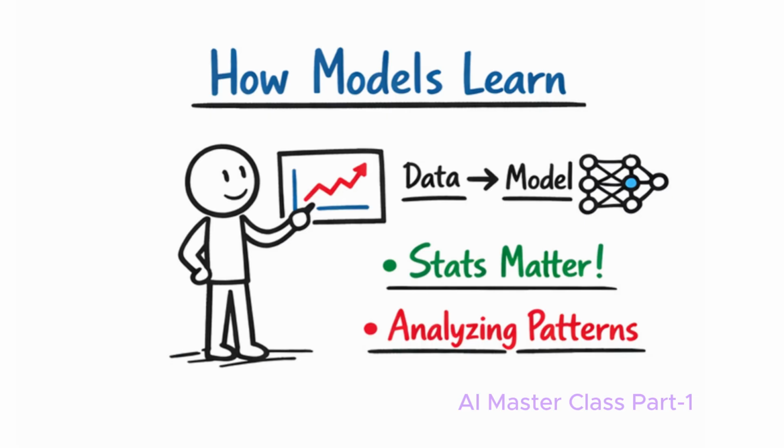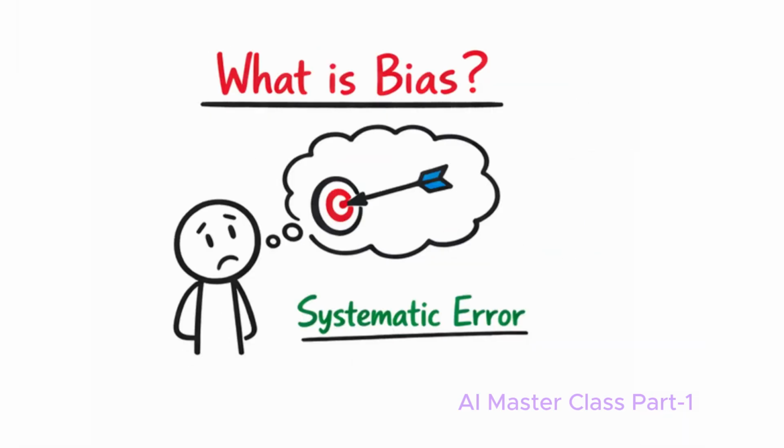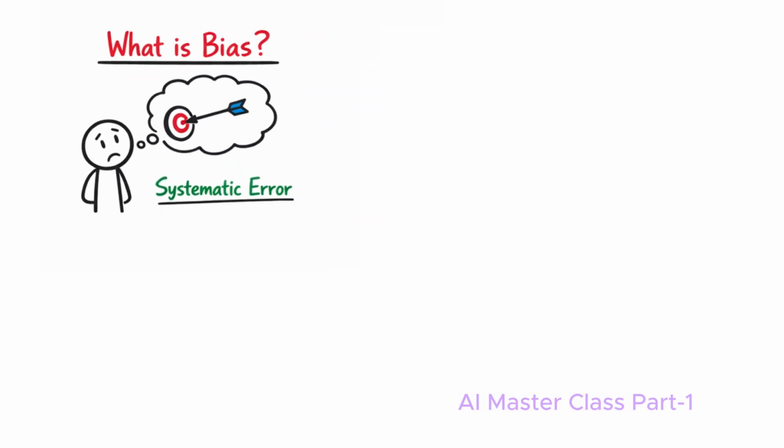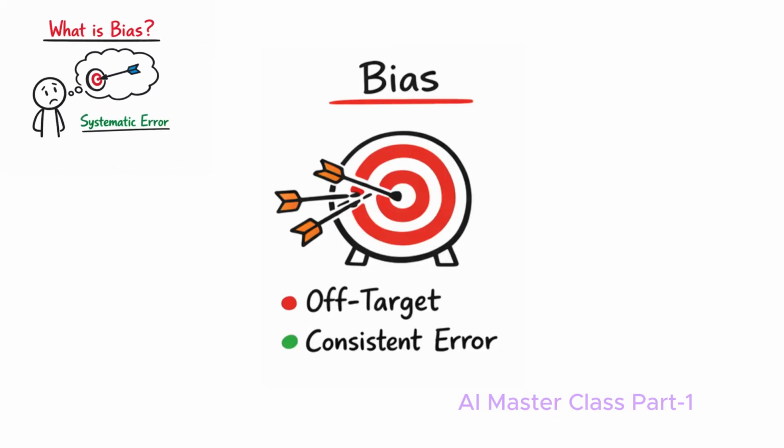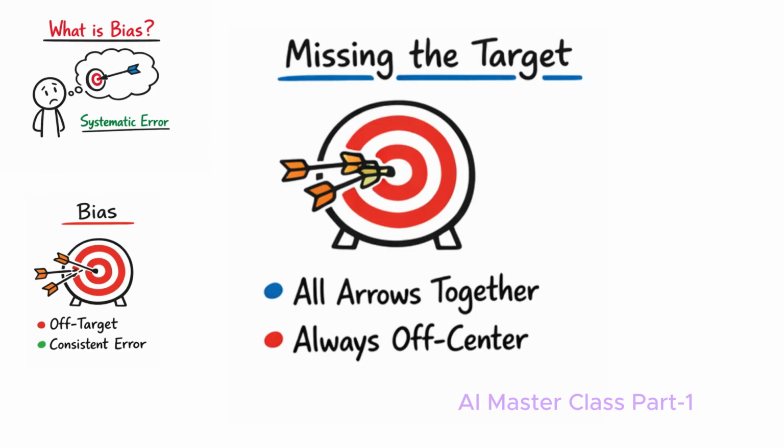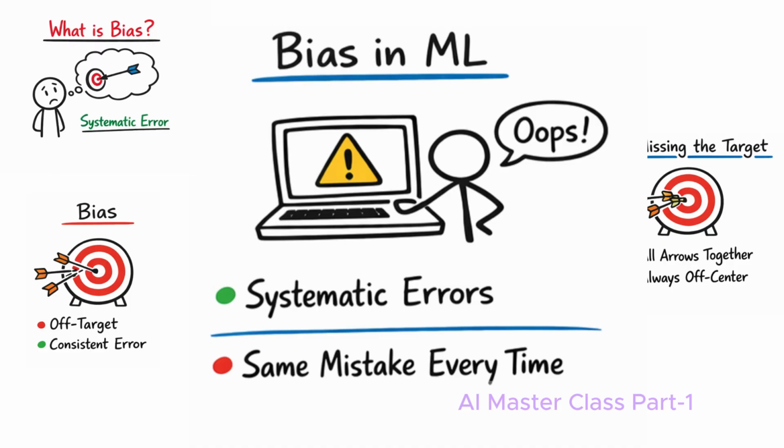The first concept is bias. Bias is actually a very tricky word because it means different things in different contexts. Now imagine you are trying to hit a target with arrows, and all the arrows hit far from the center but they are all grouped together in one spot, that is bias. It means you are consistently missing in the same direction. In machine learning terms, bias is when a model makes systematic errors. It is not making random mistakes. It is the same kind of mistakes every single time.